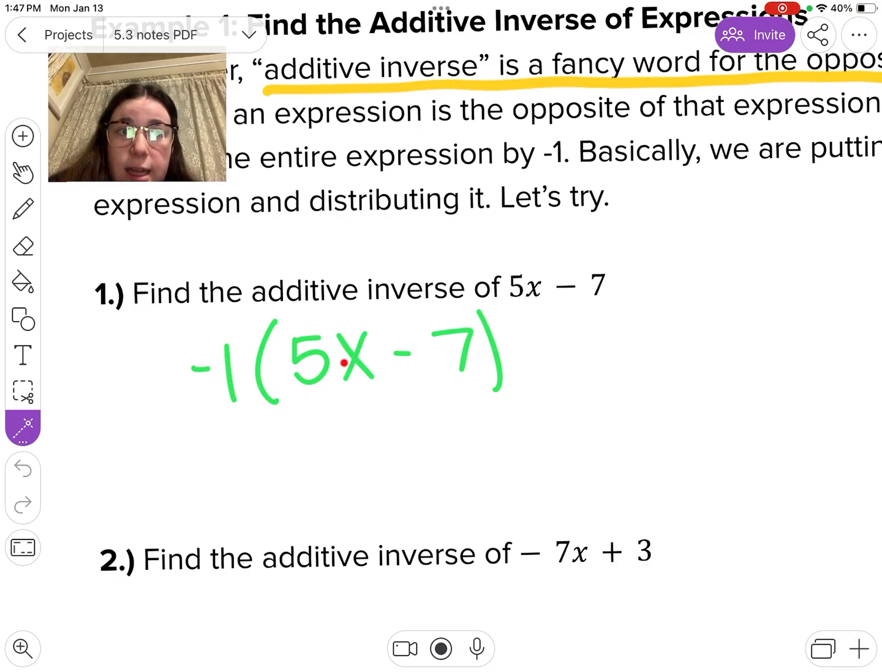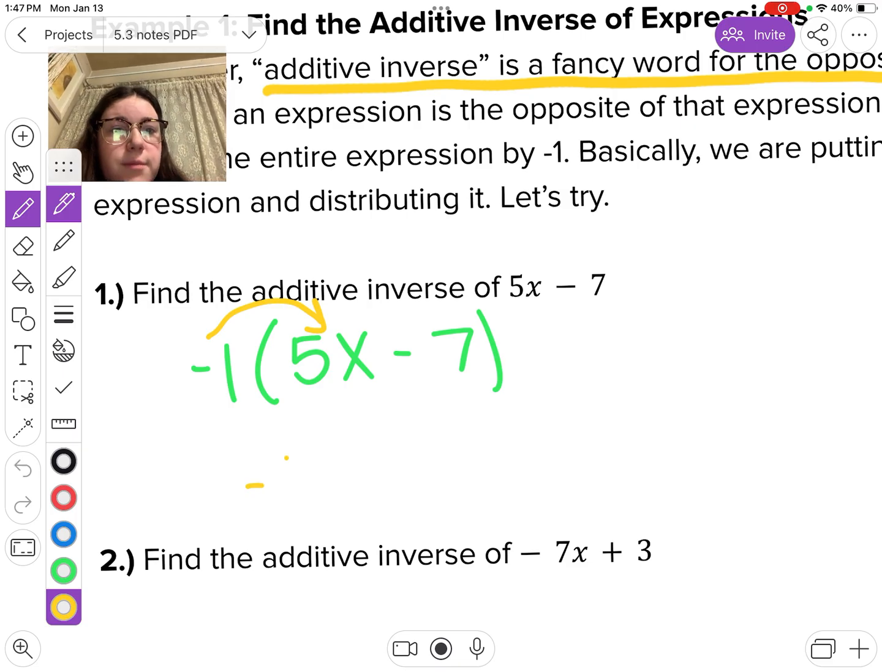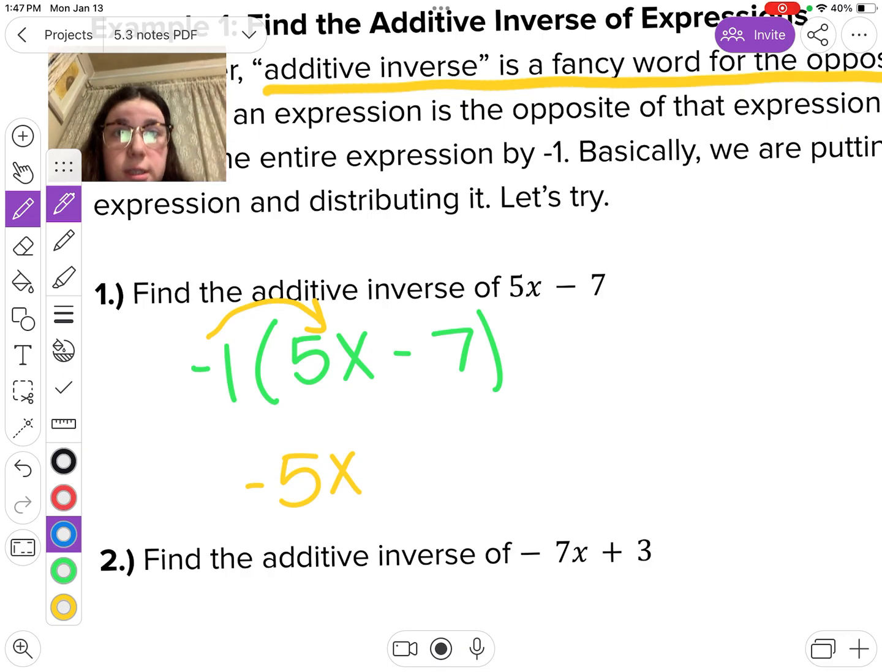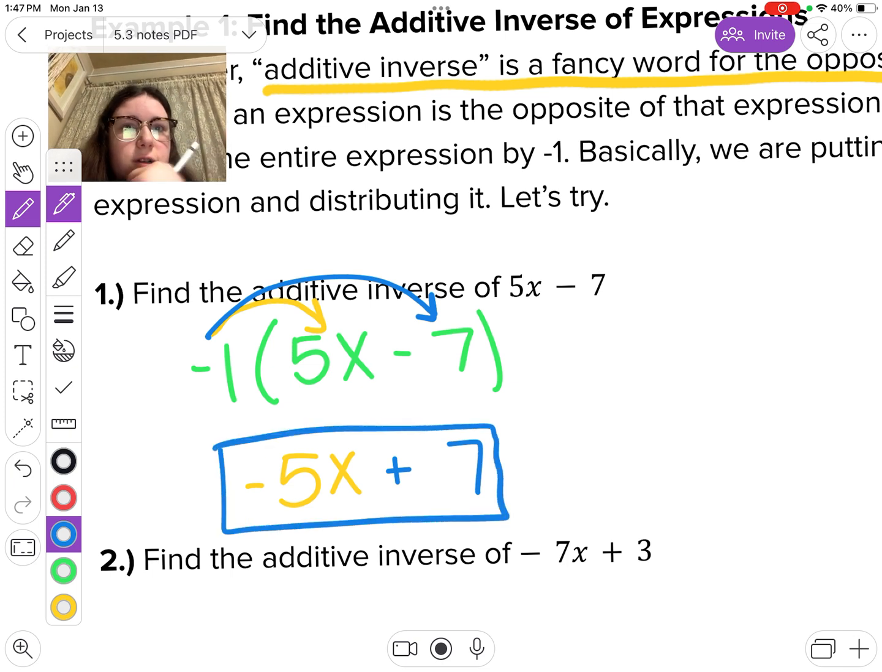-1 times the 5x and then -1 times our -7. So -1 times 5x becomes -5x. And then we distribute still, so we have to multiply the second term in our parentheses. -1 times that -7. Negative times the negative is always a positive, becomes +7. And that is your additive inverse. Okay, it's just the opposite. In order to find the opposite, all we're doing is we're multiplying by -1.